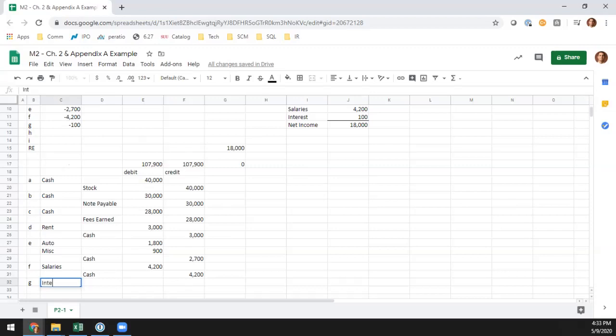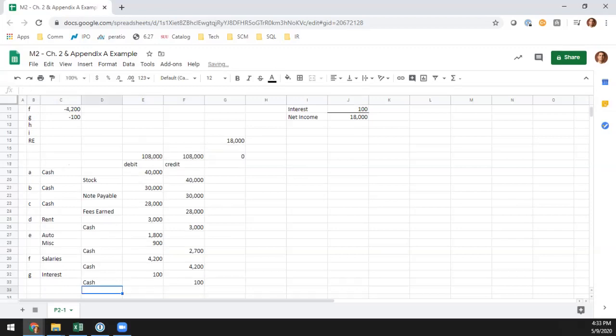Again, we have an increase to interest expense. Expenses increase with a debit, flow through to retained earnings, and decrease retained earnings with a debit. So we have a $100 debit to interest, and we spent cash, so we have a $100 credit to cash, which decreases our cash balance.